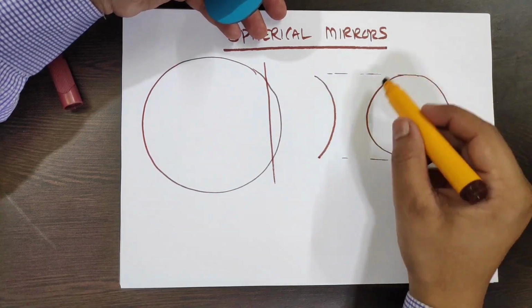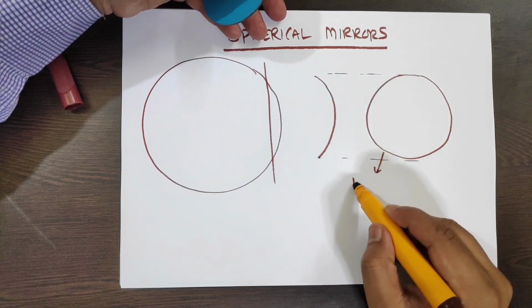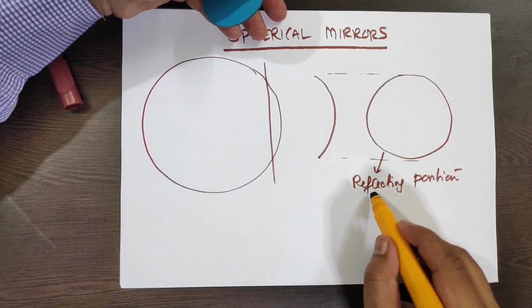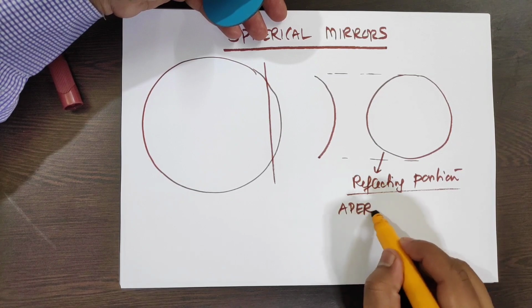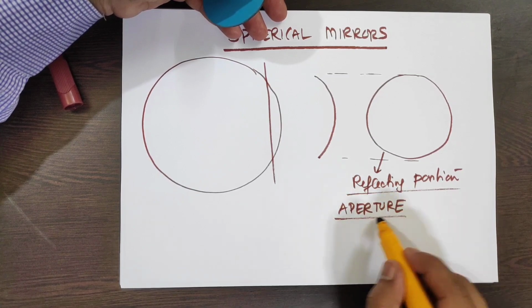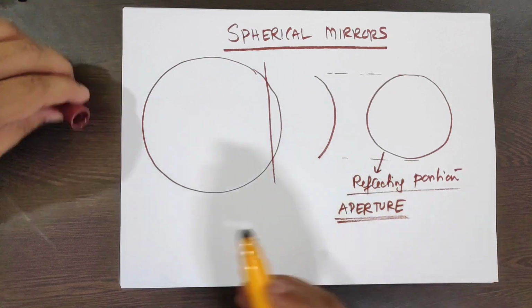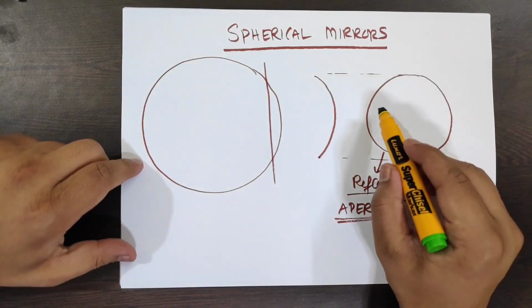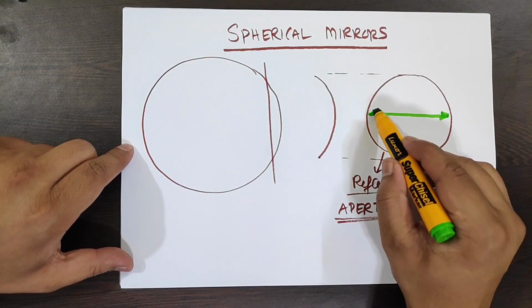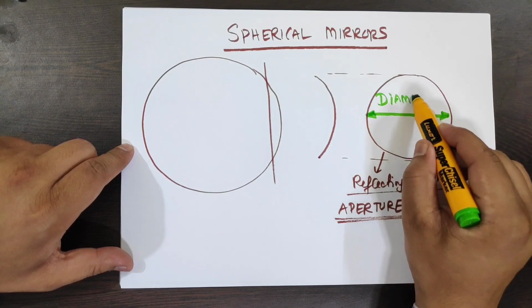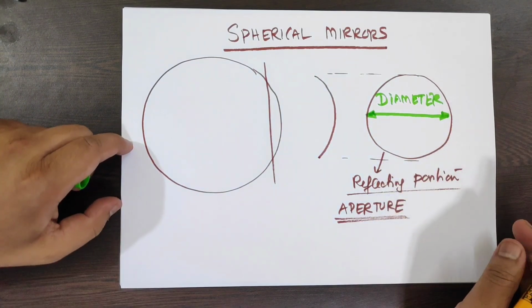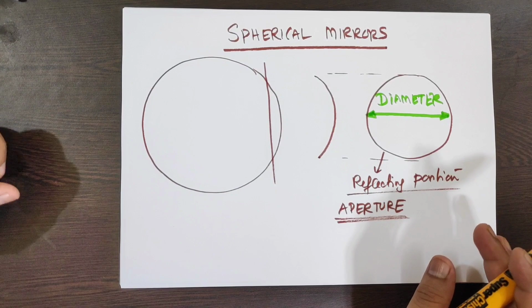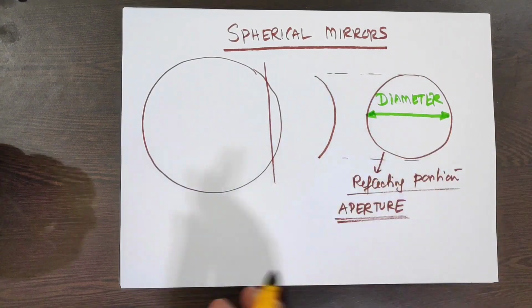Okay, so this reflecting portion of the mirror is known as the aperture. And see, aperture size, those who are interested in photography deal with aperture. The size of the aperture is actually the diameter of this circle. So this diameter is the aperture size. In photography, in a camera you have a lens and the aperture size of the lens. This is for a mirror.